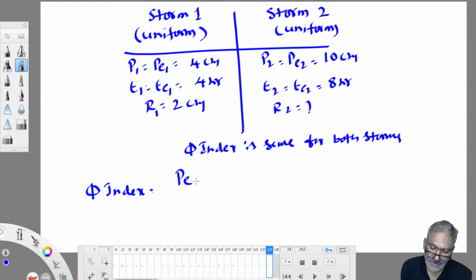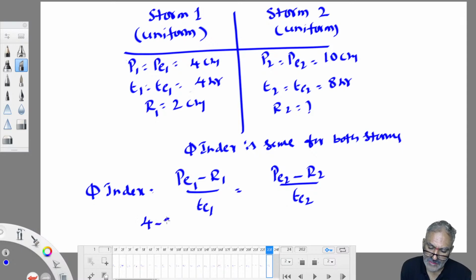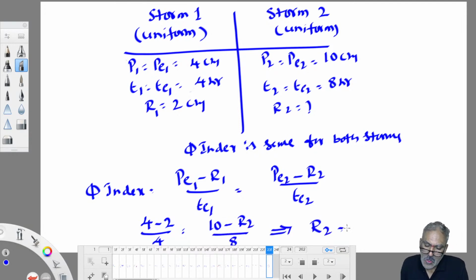Since it is a uniform storm, (P1 minus R1) by T1 is also equal to (P2 minus R2) by T2. So it is (4 minus 2) by 4 is equal to (10 minus R2) by 8. From this you can find out the runoff due to the second storm. On working out, (4 minus 2) by 4 is 2 by 4, 0.5. 0.5 into 8 is 4. R2 is equal to 10 minus 4, 6 centimeter.